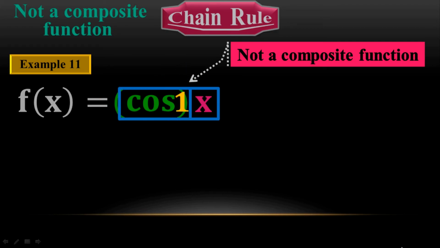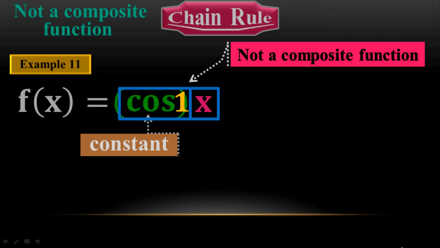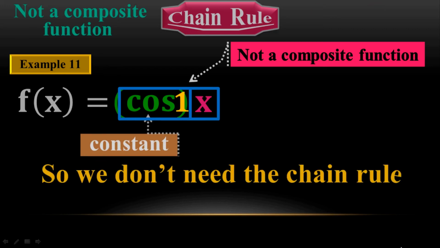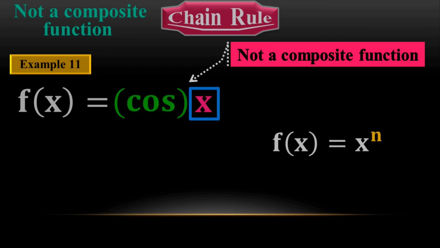Because right at this place we have 1. It is cos of 1, not any variable. It is cos of 1, which behaves as a constant. Therefore, we don't need to use the chain rule. As I said, we only need the chain rule if we have a composite function. It is not a composite function. It is not cos of x. It is cos of 1 times x. So this cos behaves as a constant. Therefore, I don't need the chain rule. So I have to apply the normal power rule. Just apply the power rule here.